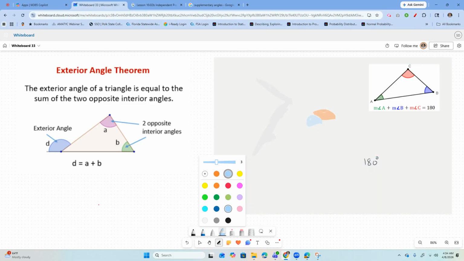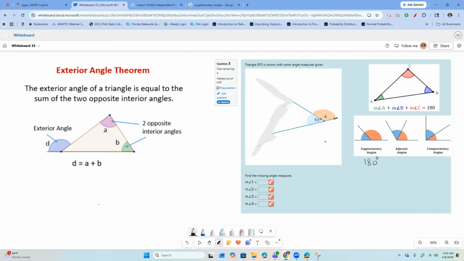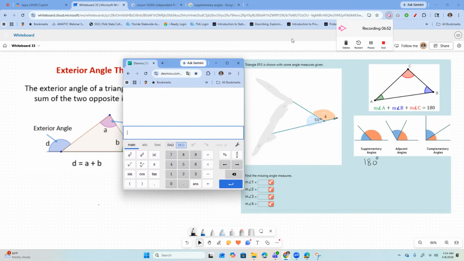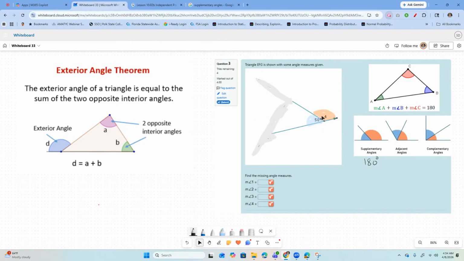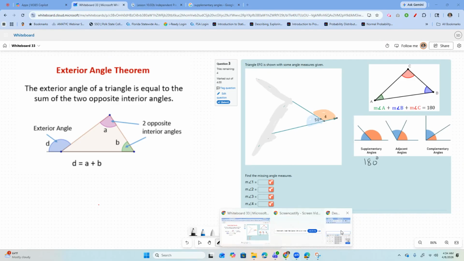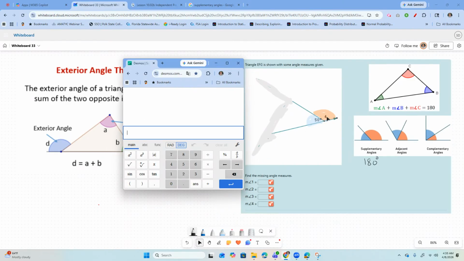Okay, so you can see those two angles are supplementary because they're part of a straight line, a straight angle. And two angles that are supplementary equal 180. All right, let me go get my calculator. So you can use your calculator here to figure out how much angle number 4 is, because 50 plus angle 4 equals 180.